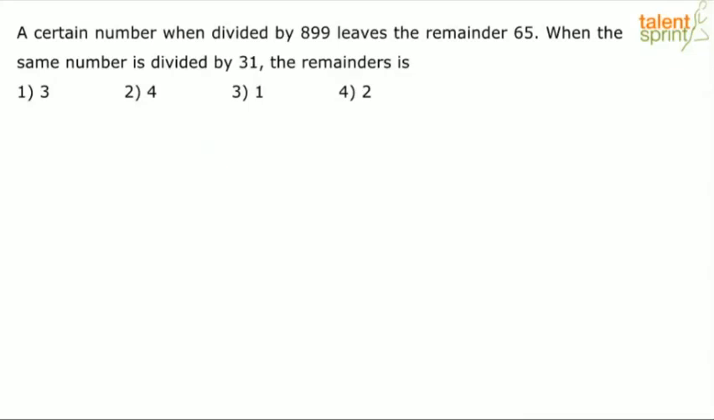Now this is the next one. A certain number when divided by 899 leaves the remainder 65. When the same number is divided by 31, the remainder is? Now, this is a very popular question type from number systems, number theory. What does it say? A certain number, let's assume the number is n. When it is divided by 899, the remainder is 65. The same number being divided by 31.